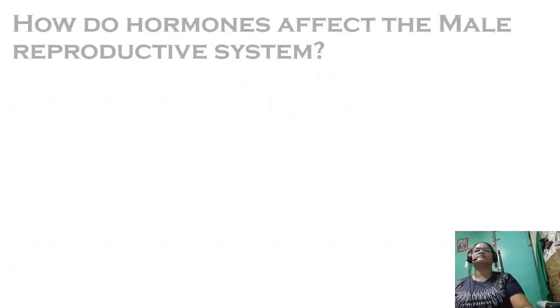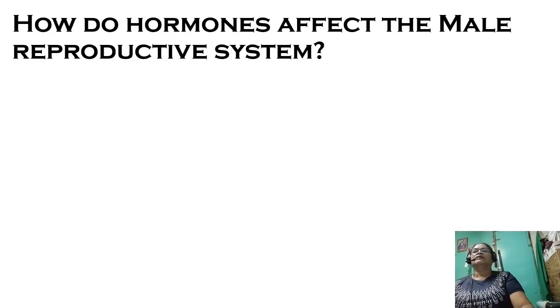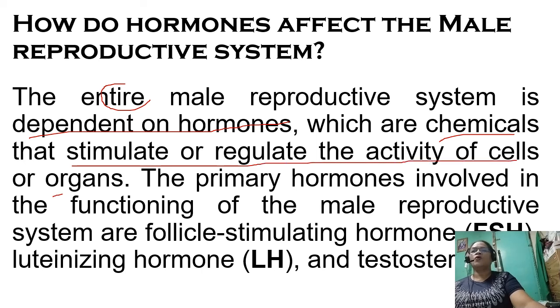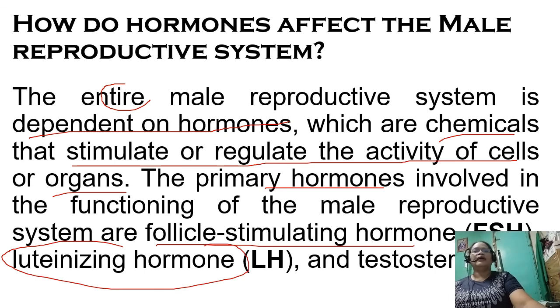Let's build up. How do hormones affect the male reproductive system? The entire male reproductive system is dependent on hormones, which are chemicals that stimulate or regulate the activity of cells or organs. The primary hormones involved in the functioning of the male reproductive system are the follicle-stimulating hormone, the luteinizing hormone, and testosterone.